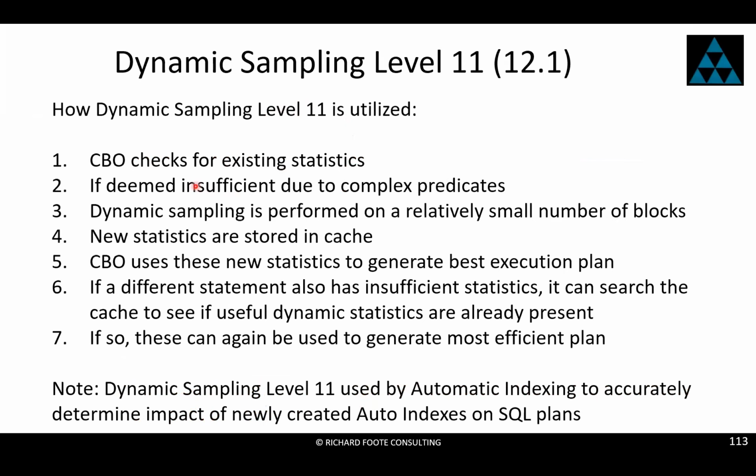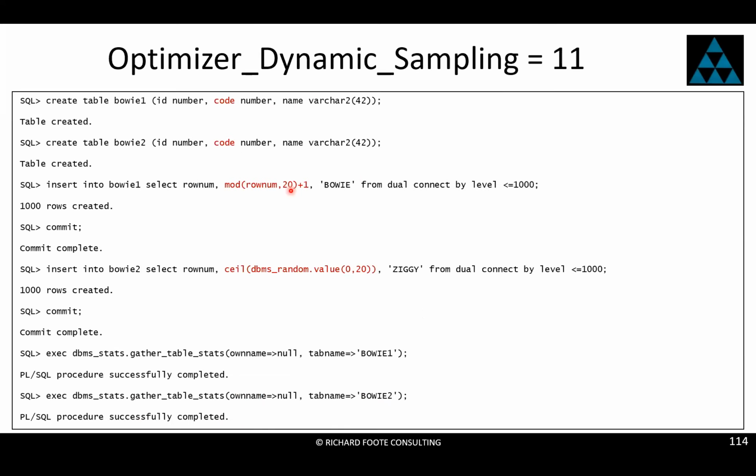So basically, the CBO checks for the quality of stats. If it's deemed inefficient because of my predicates, because of my joins, it's having to do guesses. Why guess when I can know? So it samples as it runs the thing on the fly and uses the data that it learns, caches that, and uses those statistics to hopefully generate much better plans for us.